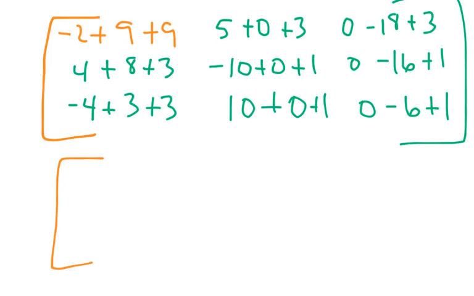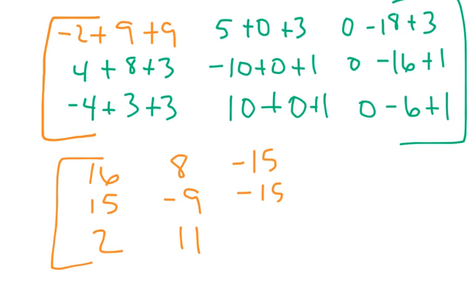Negative 2 plus 9 is 16. 4 plus 8 plus 3 is 15. Negative 4 plus 3 is negative 1 plus 3 is 2. 5 plus 0 plus 3 is 8. Negative 10 plus 0 plus 1 is negative 9. 10 plus 0 plus 1, 11. Negative 18 plus 3 is negative 15. Negative 16 plus 1 is also negative 15. And negative 6 plus 1 is negative 5.